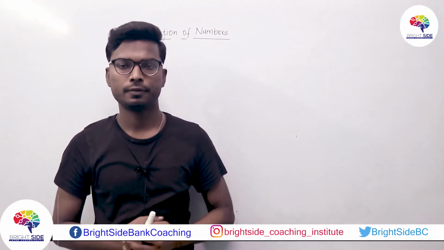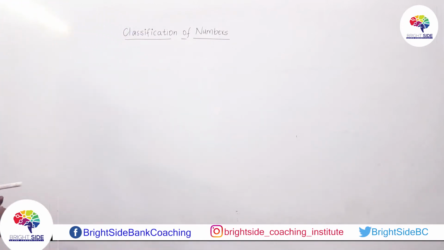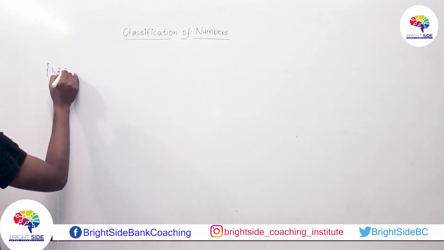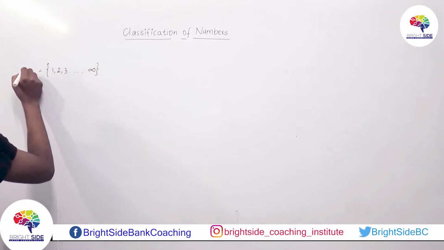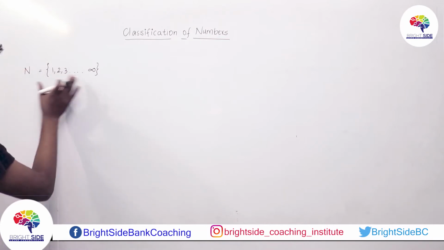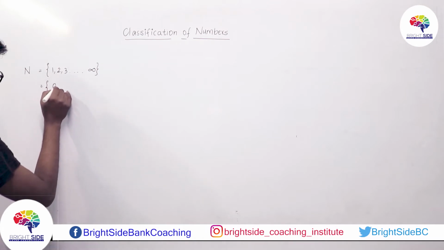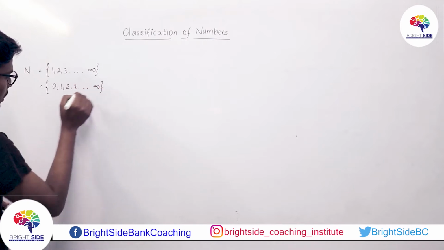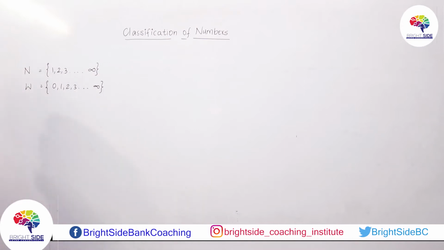Let us see the classification of numbers. The set containing the elements 1, 2, 3 and so on up to infinity, these numbers are called natural numbers, and this set is called the natural numbers set. And the set containing the numbers 0, 1, 2, 3 and so on to infinity is called the whole number set, and these numbers are called whole numbers.